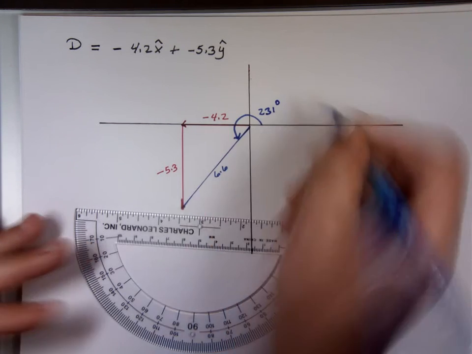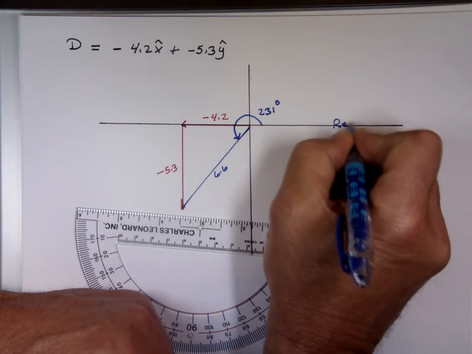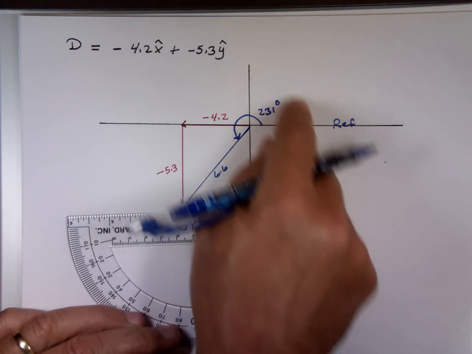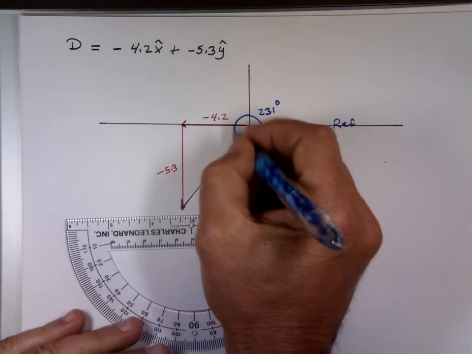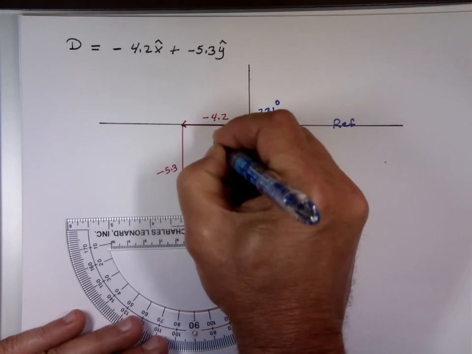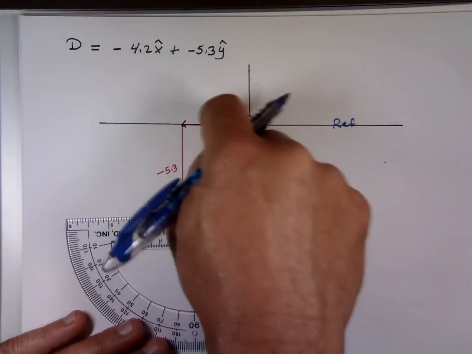Because you always want to use this line as your reference when you're measuring the angle. That's my reference, that line. So from this line, you have to go 231 degrees. From this line, you only got to go 51. So 51 is that space right there. That's where the 51 is. But from that line is 51 plus the 180, which is 231.